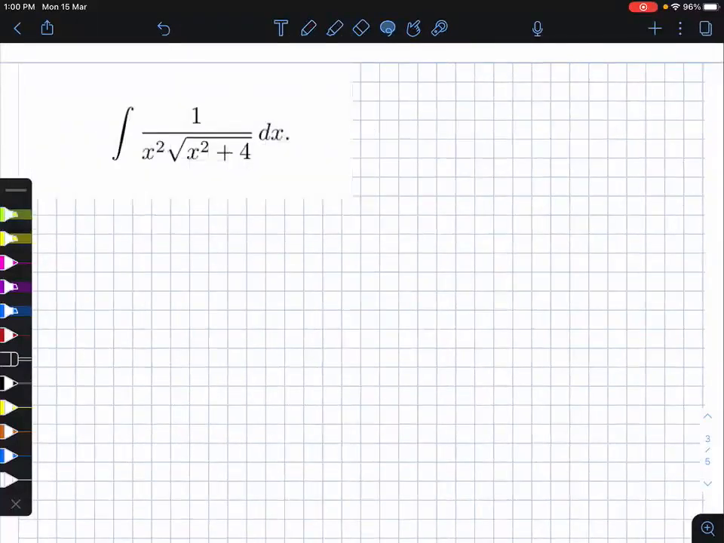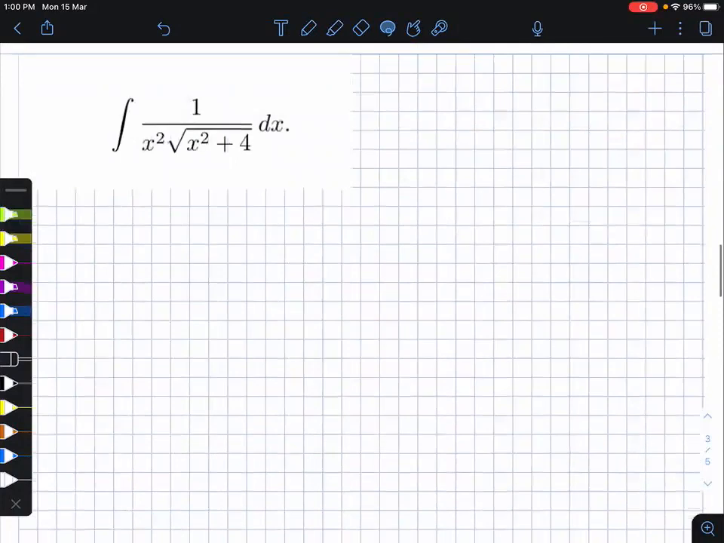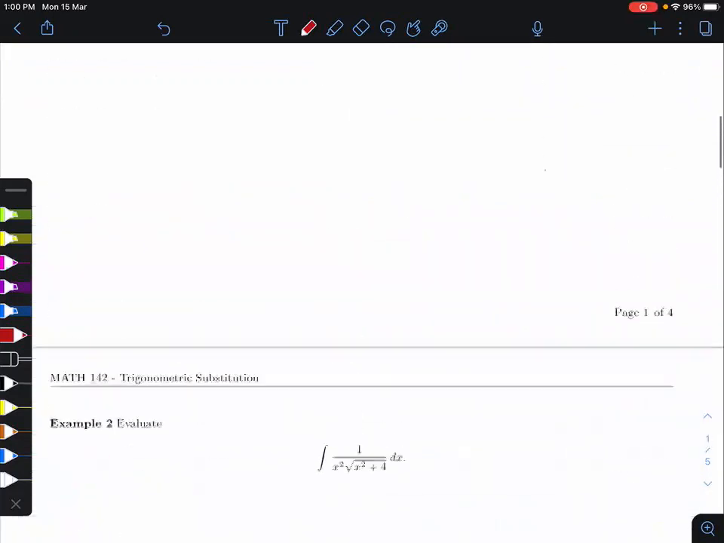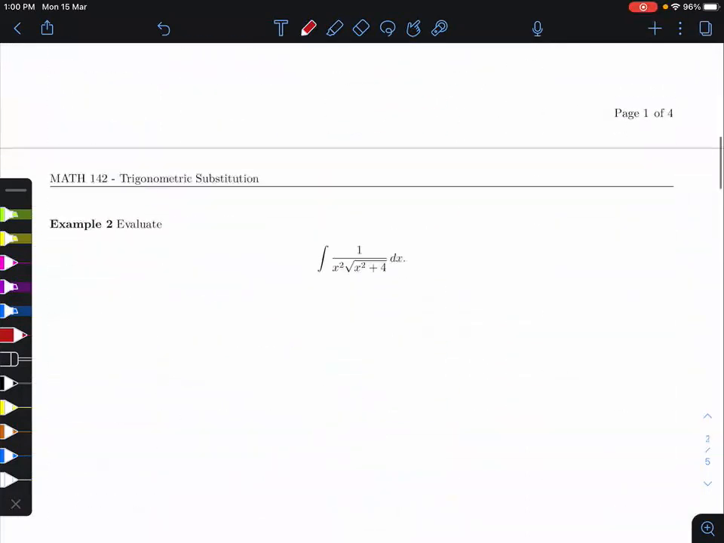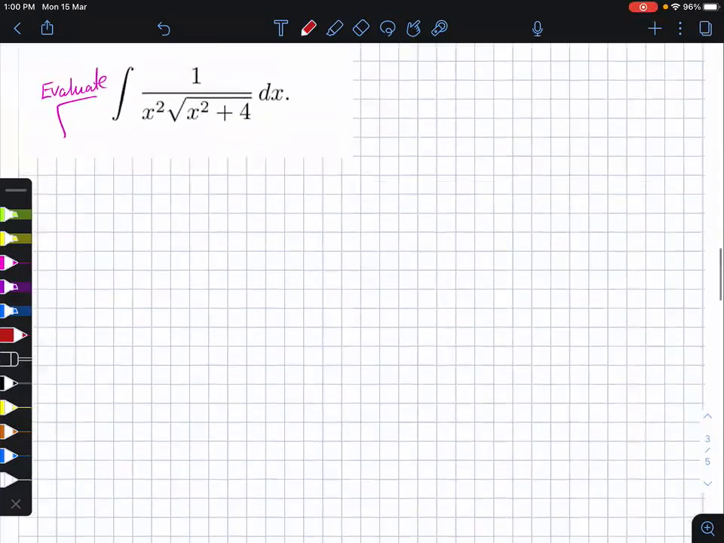When we have 1 over x squared radical x squared plus 4, and the question asks to evaluate the integral, because you have underneath the square root x squared plus 4, which substitution do we use? Let's move up to the table. x squared plus a squared, tan. Yes, we will use tan.